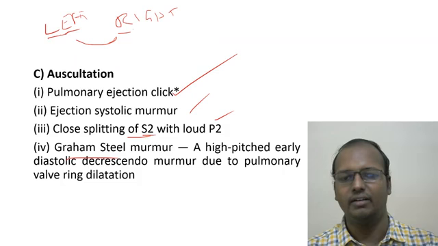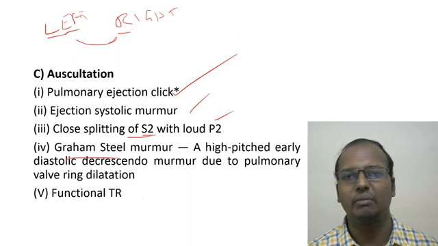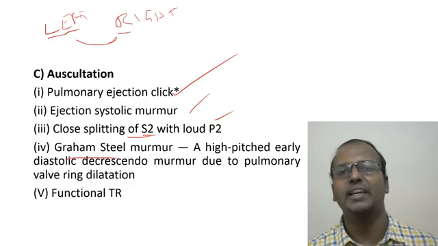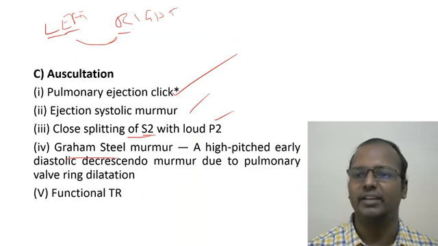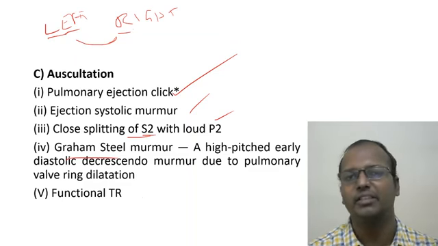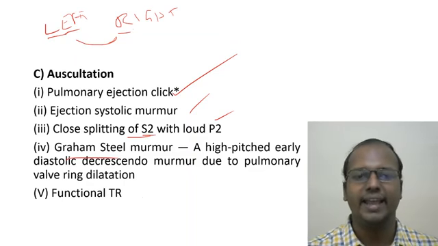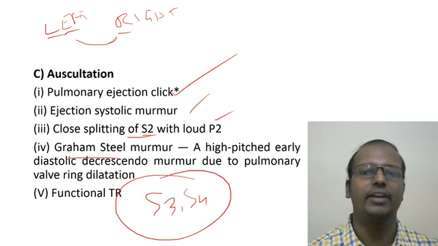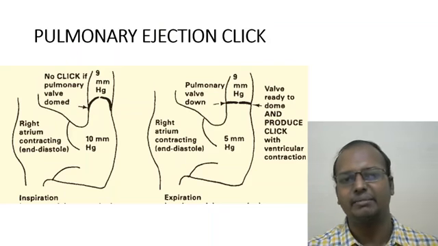What else murmur can be heard? It is your functional tricuspid regurgitation. Because the blood is not able to be pushed forward into the pulmonary artery, some amount of blood will be leaking into the right atrium through the tricuspid valve. That is your functional tricuspid regurgitation. And the cause of death in these patients is decompensated right heart failure. A patient with pulmonary hypertension going for death is because of decompensated right heart failure, and there can also be S3, S4 in the presence of failure. Okay, right? This is the mechanism of the pulmonary ejection click.